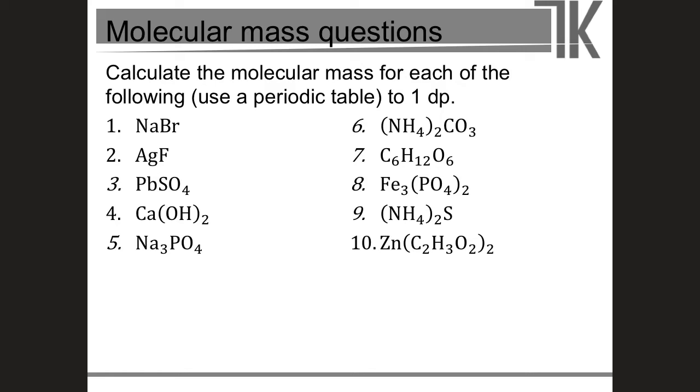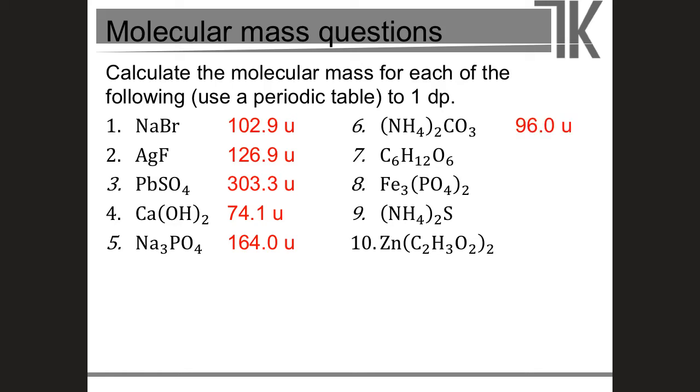So pause the video now if you want to give these a try, because I'm going to start showing the answers. Question 1 should be 102.9 atomic mass units. Question 2, 126.9 atomic mass units. Question 3, 303.3 atomic mass units. Question 4, 74.1 atomic mass units. Question 5, 164.0 atomic mass units. That 0.0 should be there for significant figure reasons.